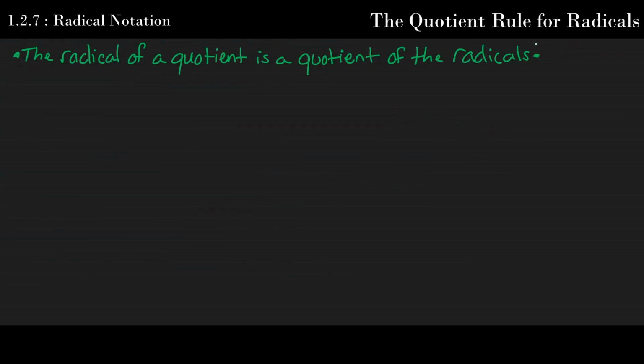We now proceed to the quotient rule for radicals, which is proved exactly like the product rule was. First, we introduce it as: the radical of a quotient is a quotient of the radicals. As a definition, we simply have the square root of a over b equals the square root of a divided by the square root of b.